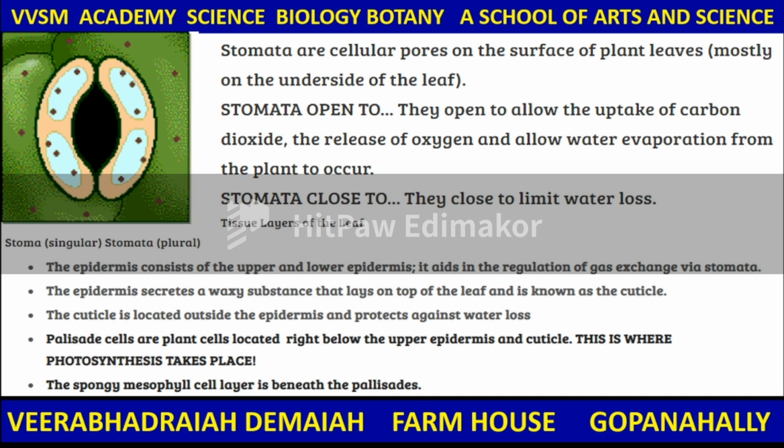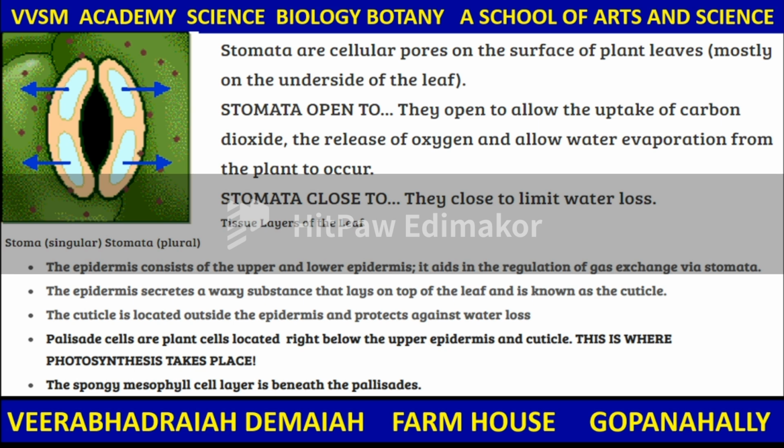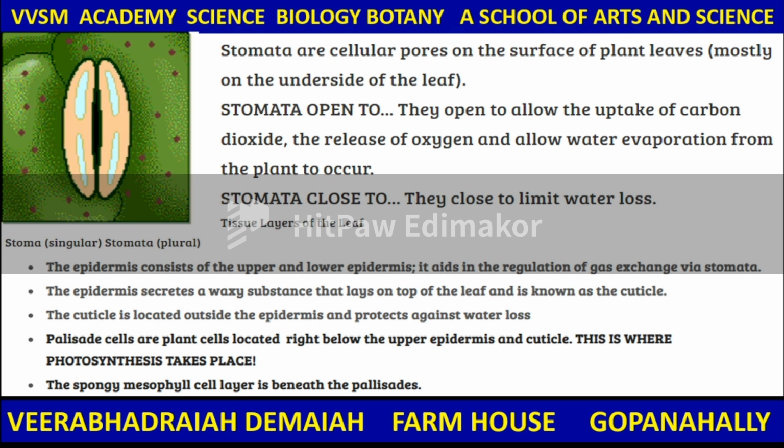Stomata are cellular parts on the surface of plant leaves, mostly on the underside of the leaf. The epidermis consists of upper and lower epidermis cells with stomata. So, my dear friends, photosynthesis takes place during sunlight.